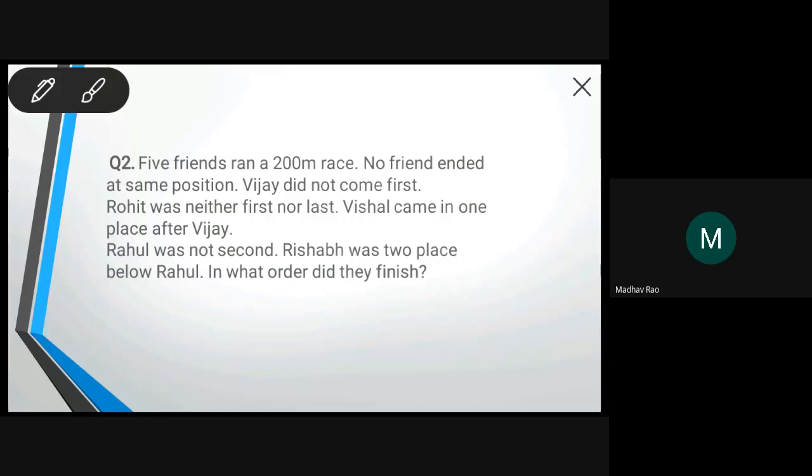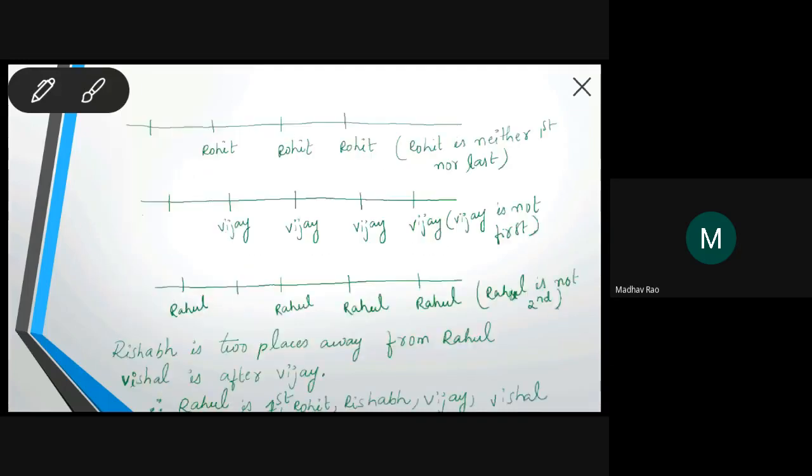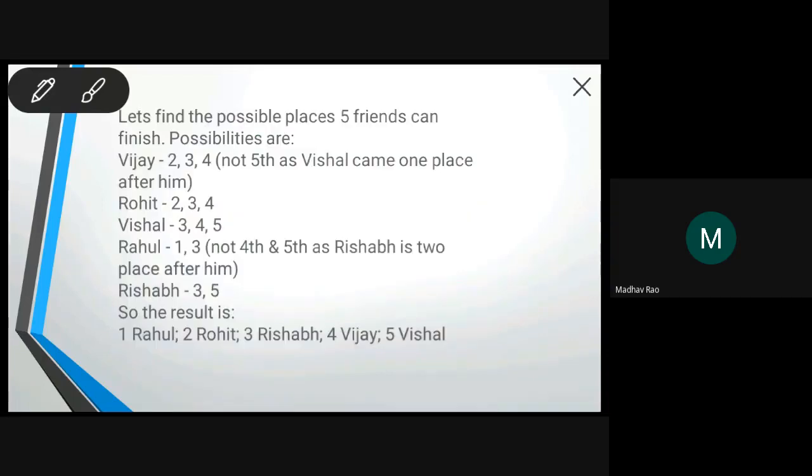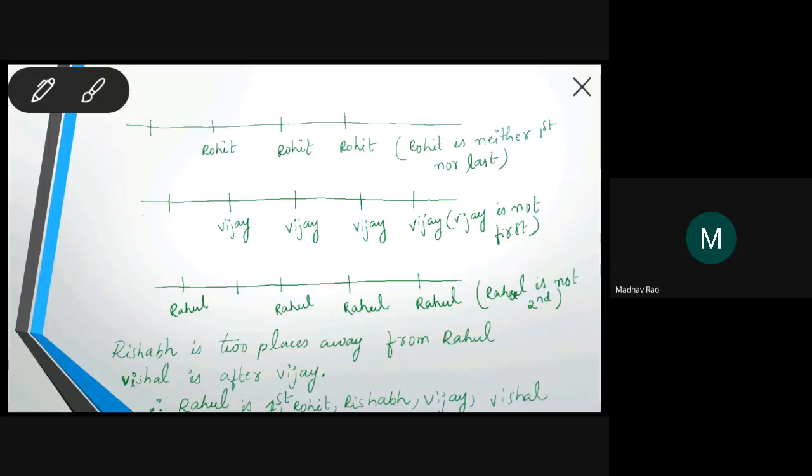By arranging them according to the conditions, we can solve it. According to the possibilities, Rohit is neither first nor last, so Rohit can be in between; he cannot be first and he cannot be last. Vijay is not first, so Vijay can be in any of the other four places. Next condition: Rahul is not second, so Rahul can occupy any of the other four places.